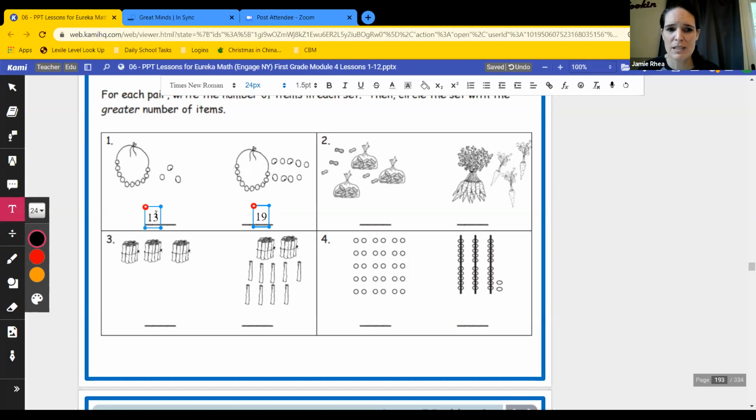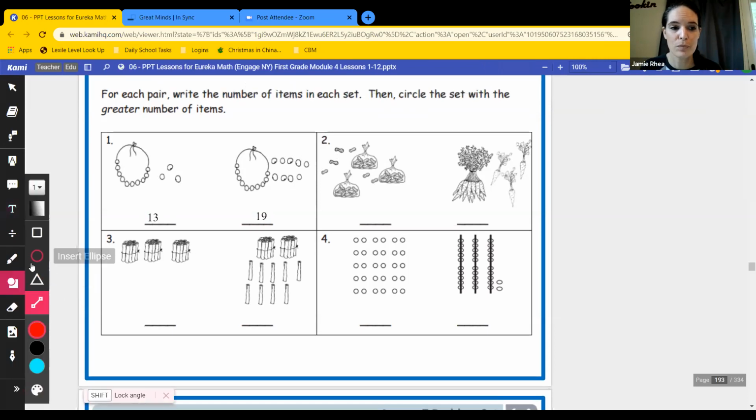How many is in our ones place here? 3. How many is in our ones place here? 9. So which one has more than 9? So we're going to circle our 19, because 19 is greater than 13.